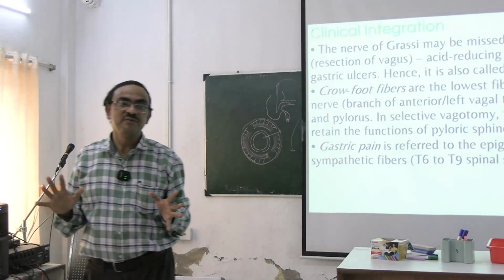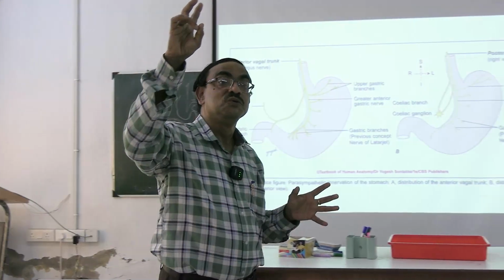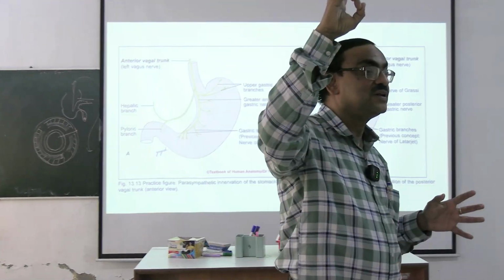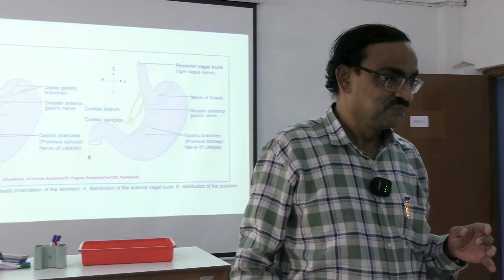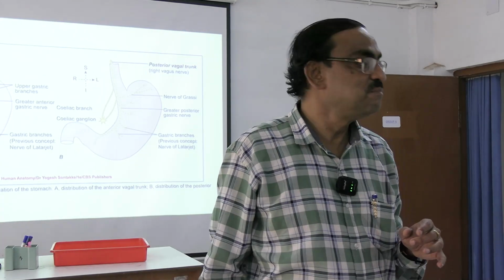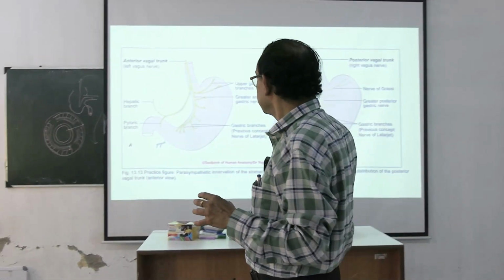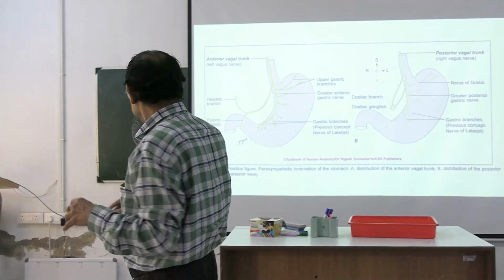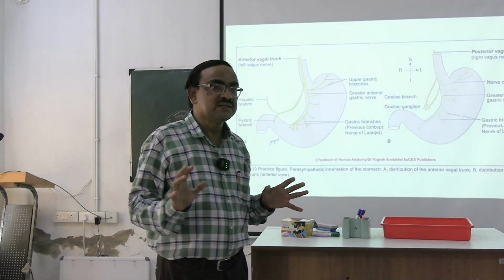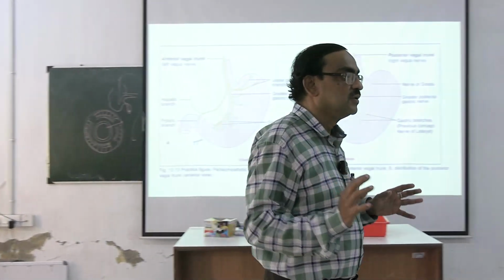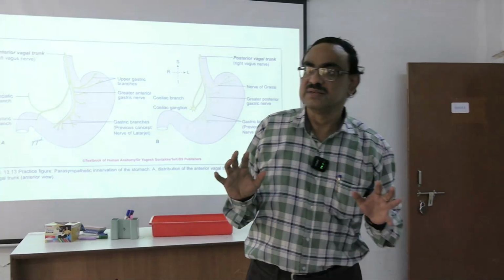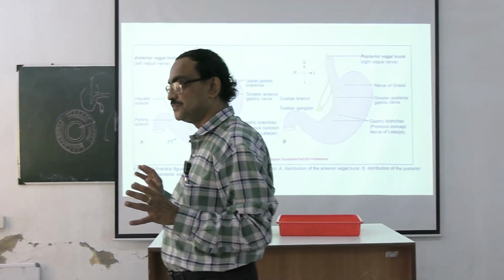Next, nerve supply, again the rule of 2. It obeys a rule of 2. It has got 2 sets of nerves, that is sympathetic and parasympathetic. What is the action of the sympathetic? This is parasympathetic, I will tell you. Sympathetic nerves are coming from the T6 to T9 segments of the spinal cord.